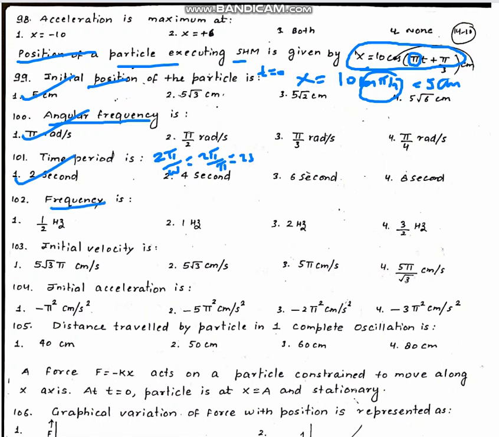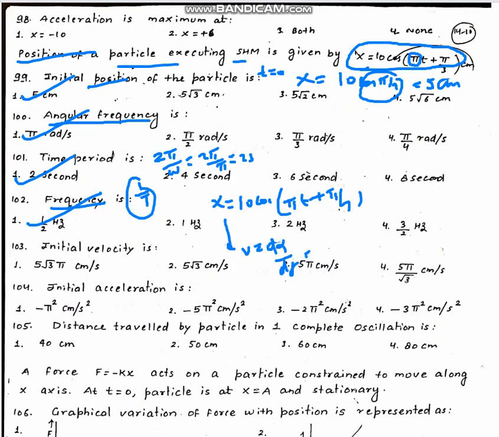Next is frequency. Frequency is 1 upon T. So 1 by 2 hertz. Next is initial velocity. For finding velocity, we have to differentiate x. So velocity here is dx by dt, which will be 10. Differentiation of cos is minus sin(πt + π/3), and π here will be multiplied as this is not a simple function.